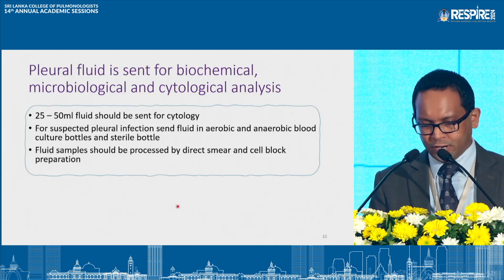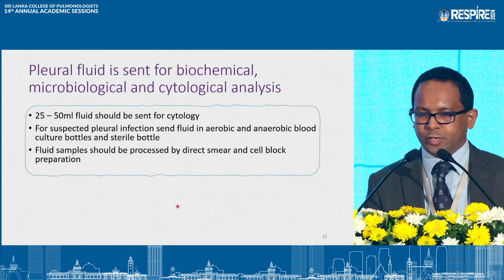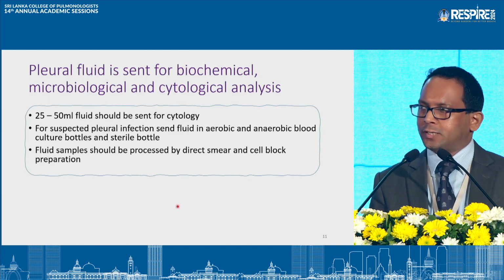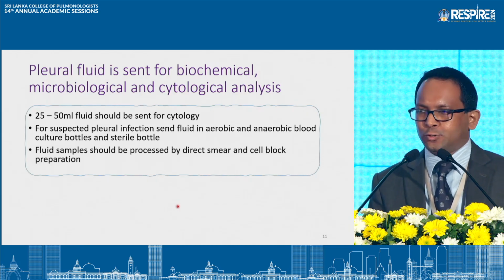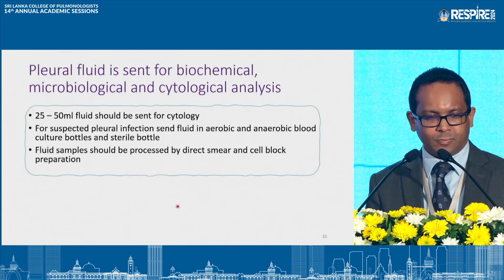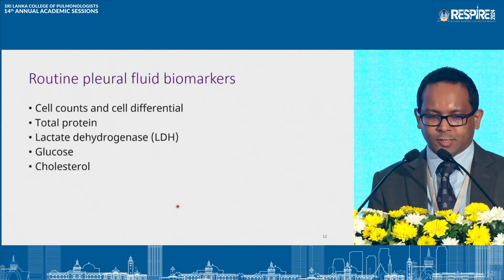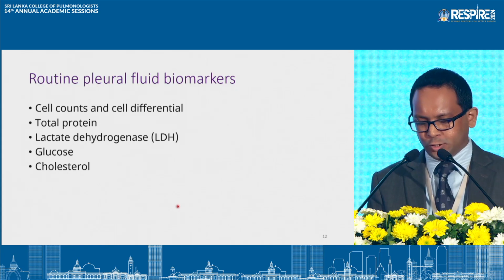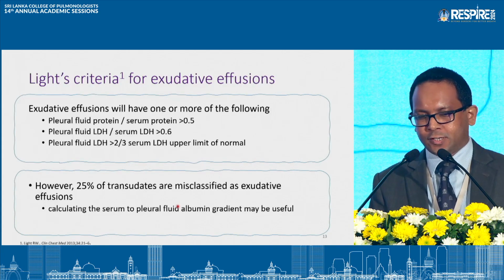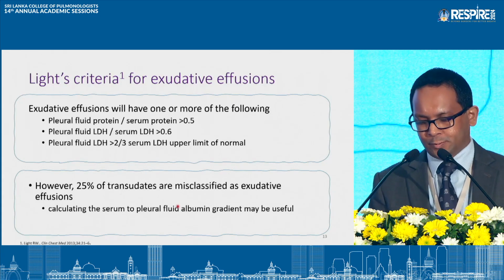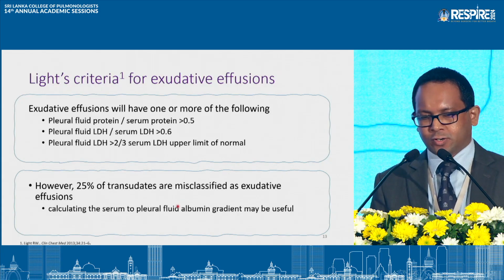For suspected pleural infection, it's important to send the fluid off in aerobic and anaerobic blood culture bottles in addition to sterile containers as well, again for maximum microbiological yield. In all patients, we generally send off the following routine biomarkers, that's cell counts and differential, total protein, LDH, glucose, and cholesterol. Based on some of these criteria, we can identify whether a pleural effusion is an exudate or a transudate.